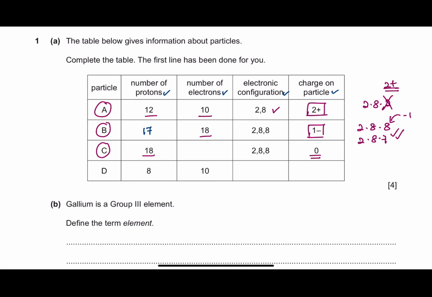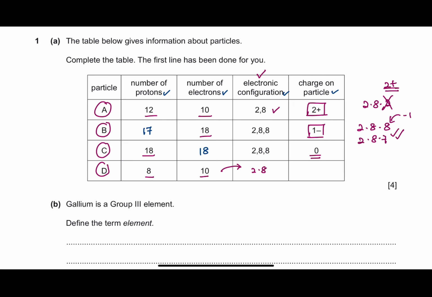That means this particle is stable. The number of electrons is the same as the number of protons. For particle D, the proton number is 8 and the electron number is 10. Now electronic configuration is based on your electron number. Therefore your electronic configuration will be 2.8.